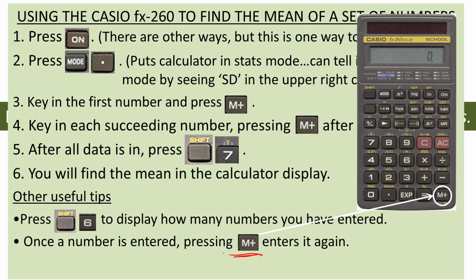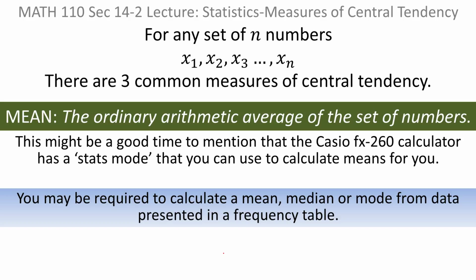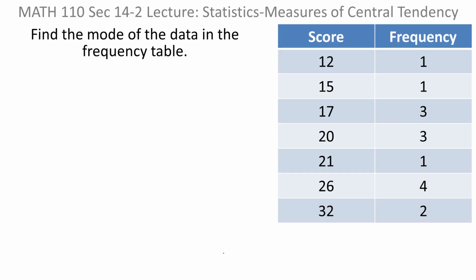Also, once a number's been entered in, you can press M plus to enter it again. You're not always going to be given the data in the same form. Sometimes, for instance, you might be required to calculate any of these, mean, median, or mode, from data that's in a frequency table, not just laid out as a list of numbers. So let's look at that.